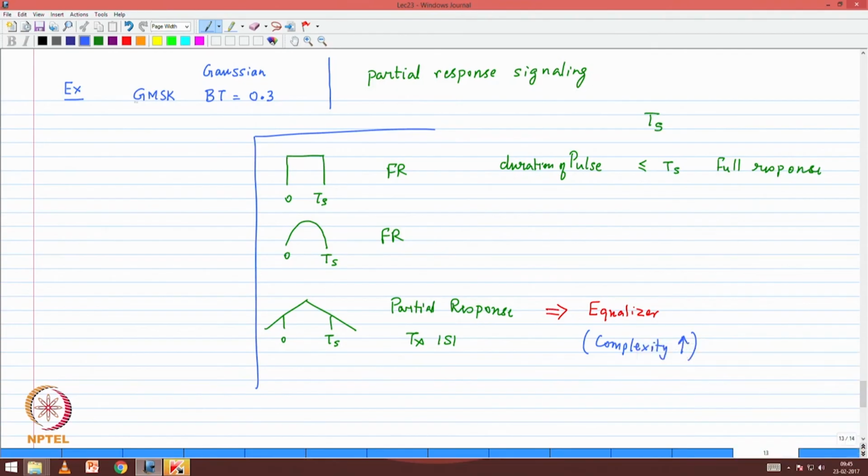But now, given that GMSK with BT 0.3 is a partial response signaling, the question is, what is the probability of error of GMSK? People have characterized this and have said it can be very closely approximated by Q of 1.4 gamma. Notice that there were two Q functions. We'll take the BPSK case, it was Q of square root of 2 gamma. Now is GMSK better than BPSK or worse than BPSK?